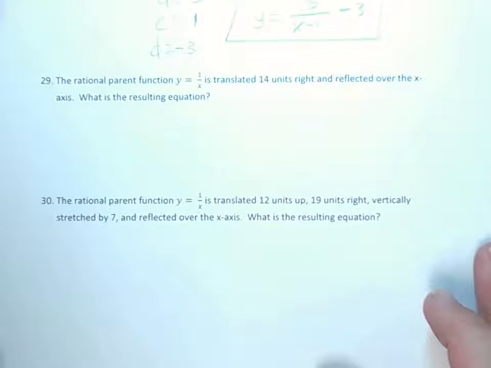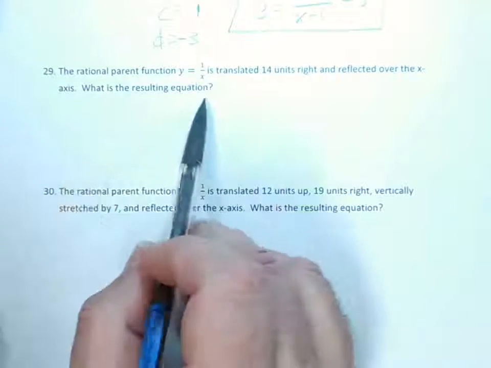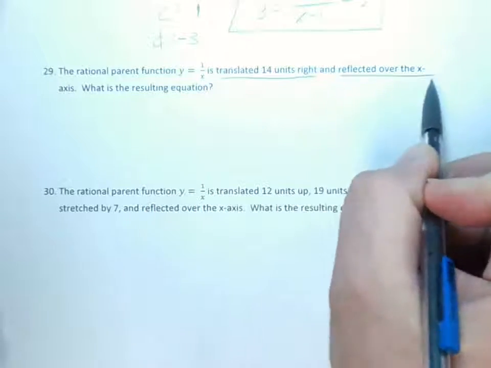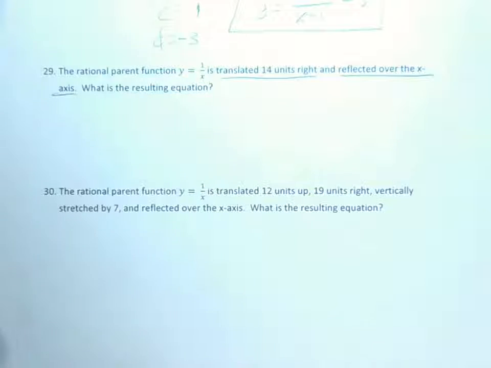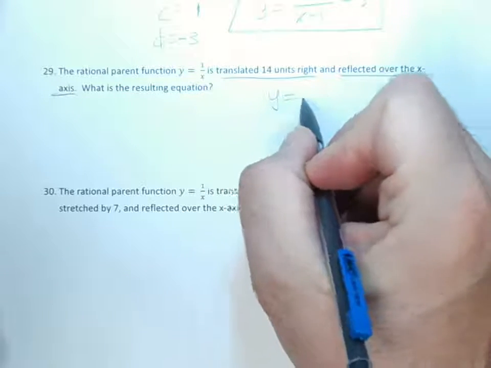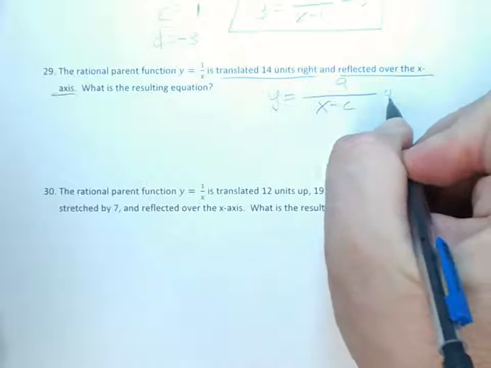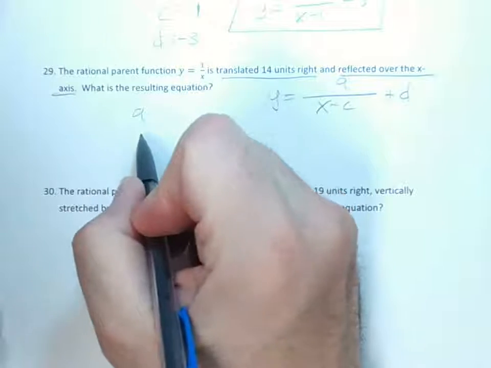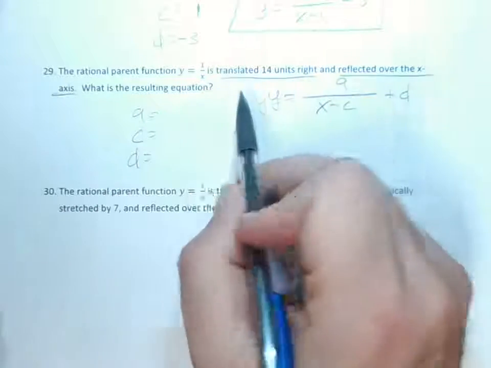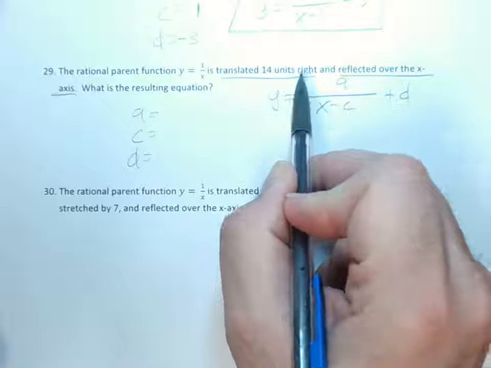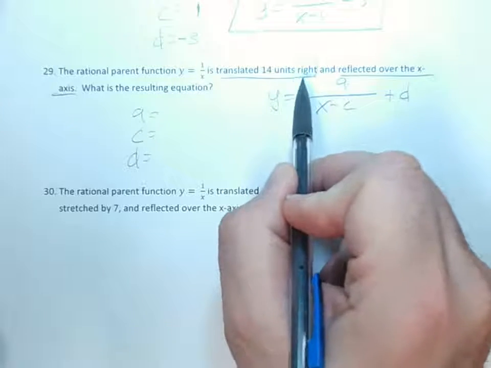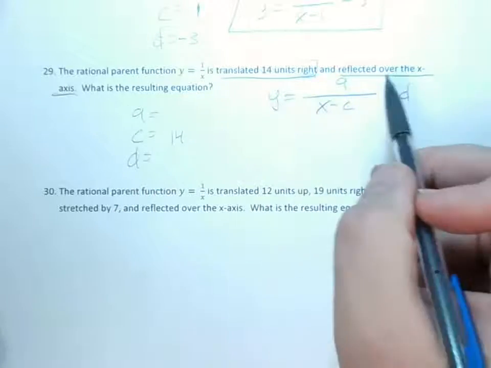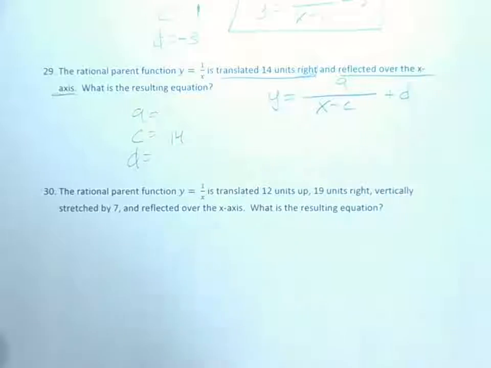Here's number 29. Again, the rational parent y equals 1 over x is translated 14 units right and reflected over the x-axis. What is the resulting equation? Once again, we will use y equals a over x minus c plus d. And we can figure out what a, c, and d are, so let's do that. Translated 14 units to the right. Well, C controls left and right, so my C value must be 14, and right means that it's positive. Reflected over the x-axis, that's an A thing.